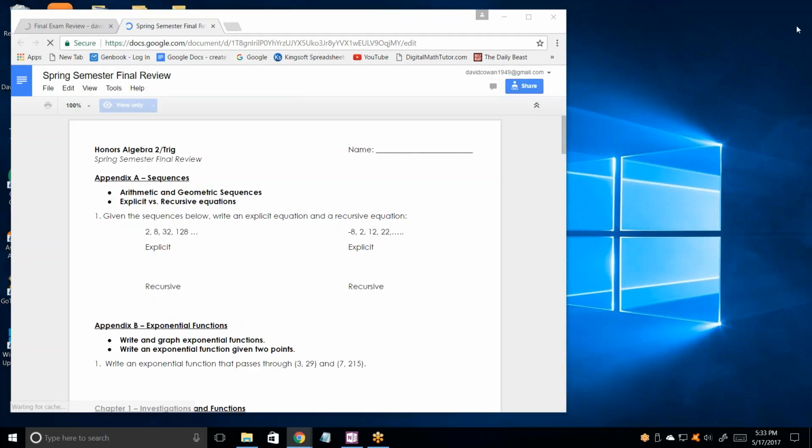Now, what happens is this drawing utility gets frozen, and I have to reboot. Let's see, where did we leave off?